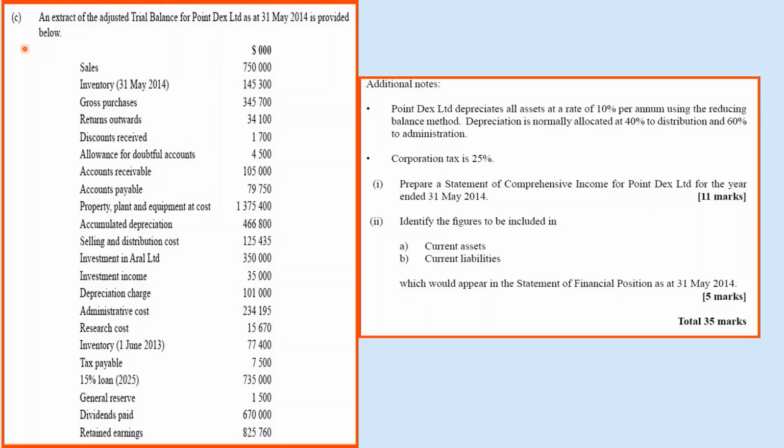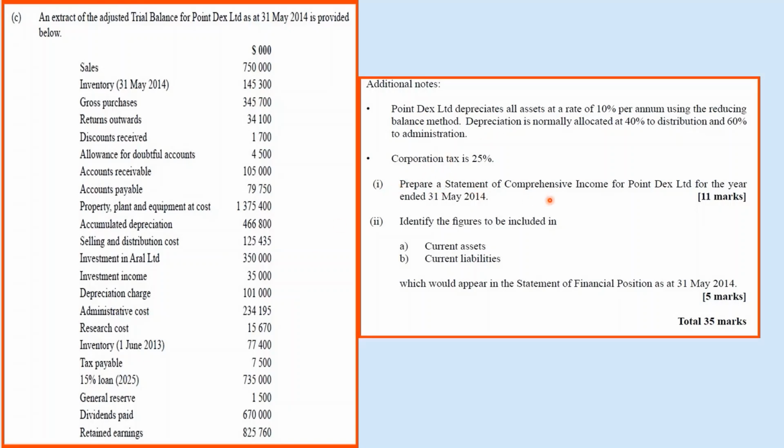Okay, we are given an adjusted trial balance for Poindex Limited as of 31st May 2014. It's in a columnar form, so it does not tell us which side is debit side or which side is credit side, or even if it balances. But let's see what is required first, then we will know how to proceed.